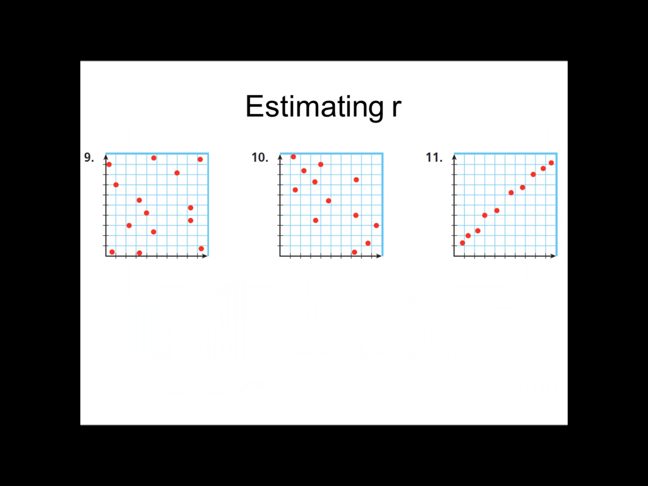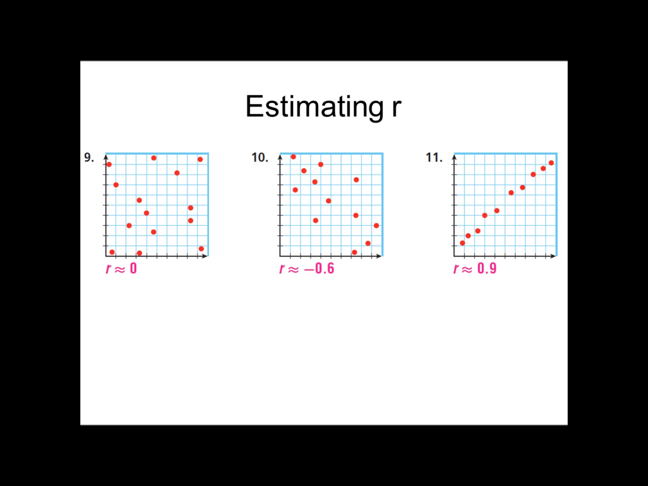Now, let's try to estimate some R values. What about this first data, the one that's labeled number 9? Does it have a positive correlation? Does it have a negative correlation? If it's very close to a straight line, we choose a number that's close to negative 1 or 1. What about number 10? What do you think about that one? Or 11?